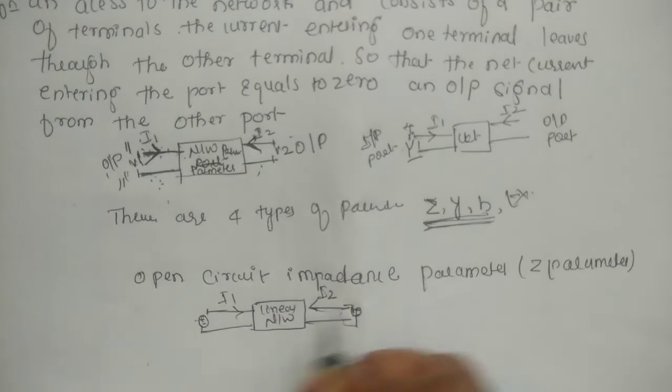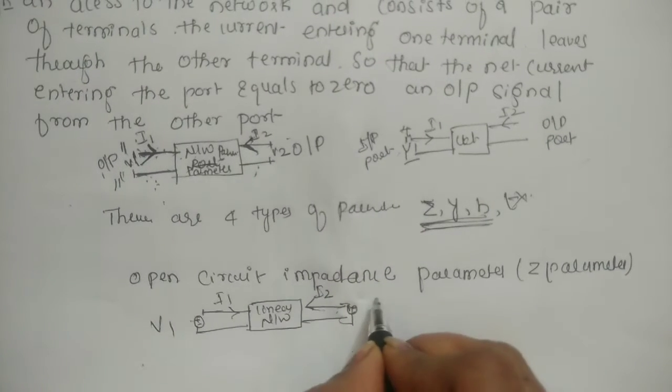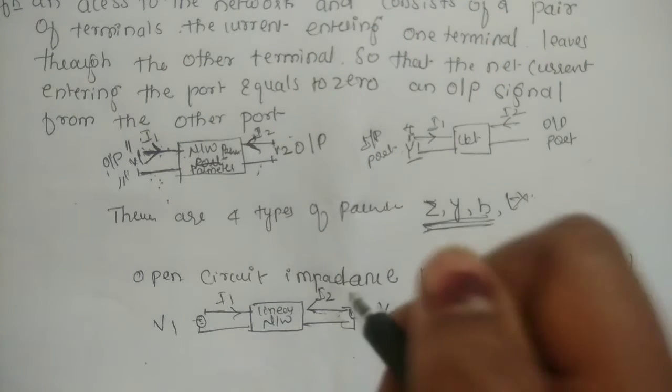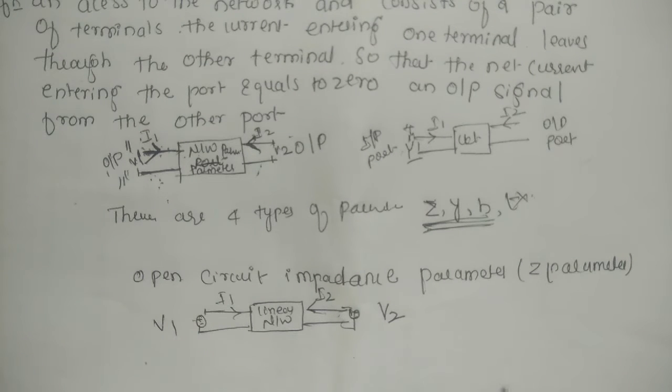P1 is the input voltage, V2 is the output voltage. Yes, this is a linear network using the superposition theorem, which you have already studied. We can write the input and output voltages as the sum of two components, one due to I1 and the other due to I2, the output current.